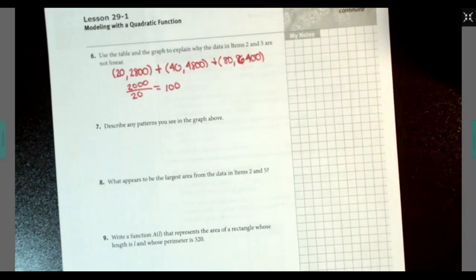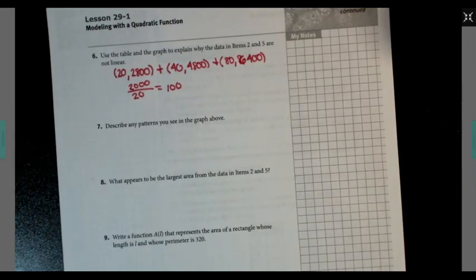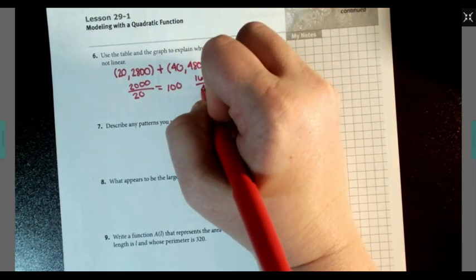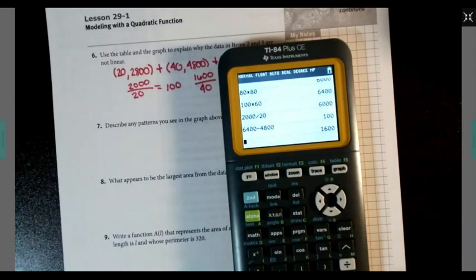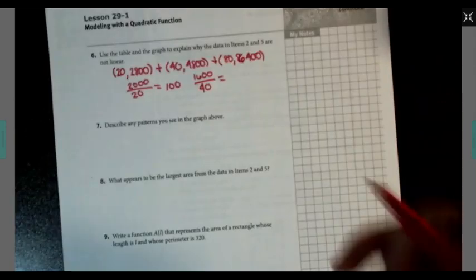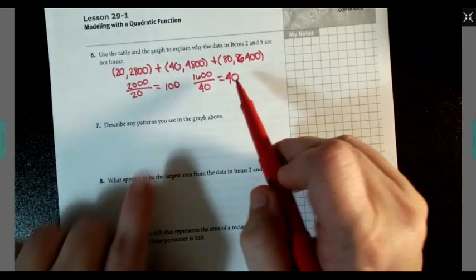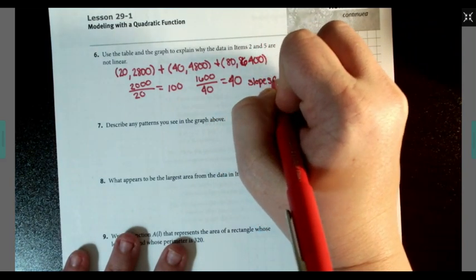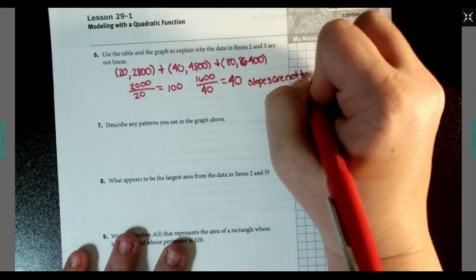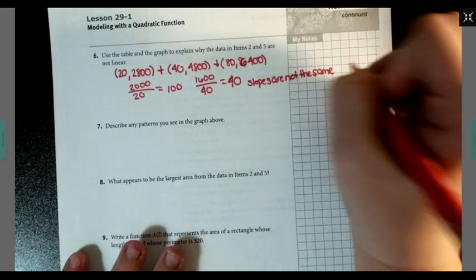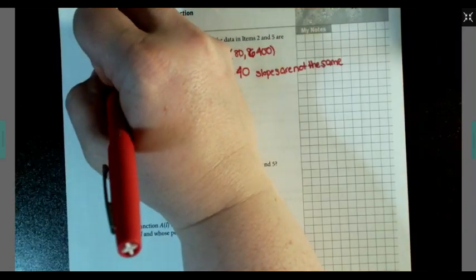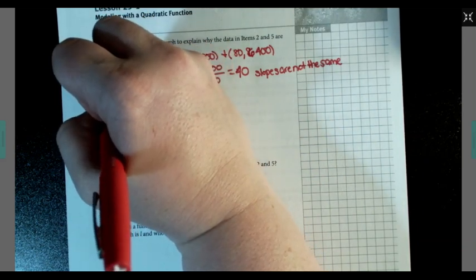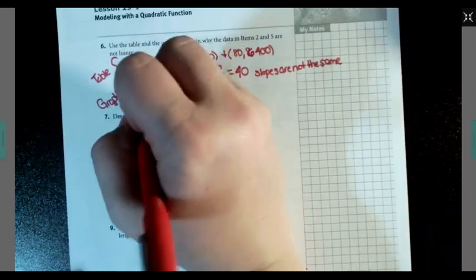All right, let's do it here. 6,400 minus 4,800 makes that 1,600. Well, 1,600 divided by 40 is 40. Slopes are not the same. This was when I used the table. If I look at the graph, it's not a straight line.